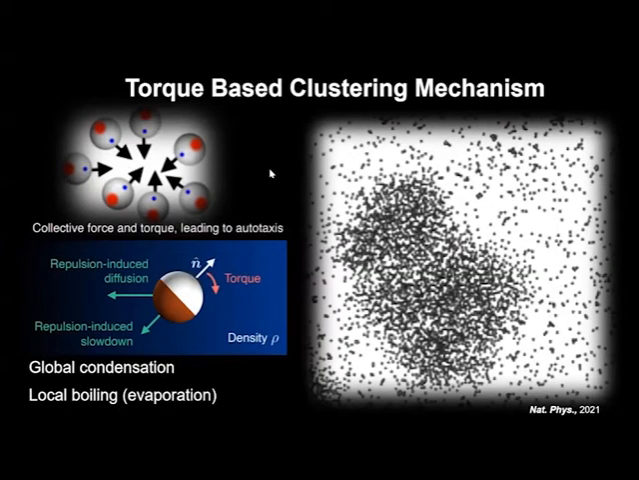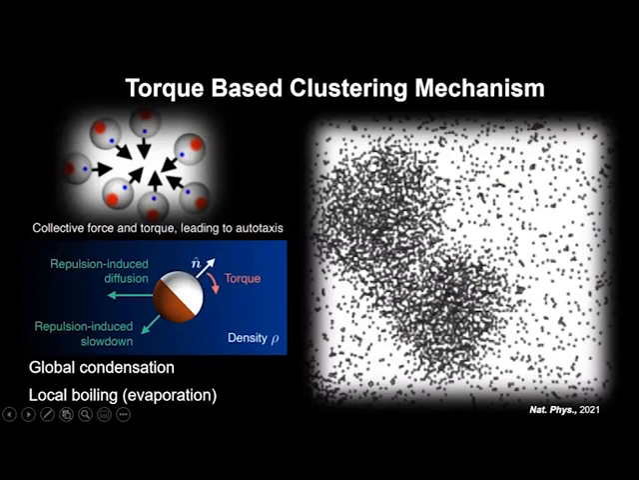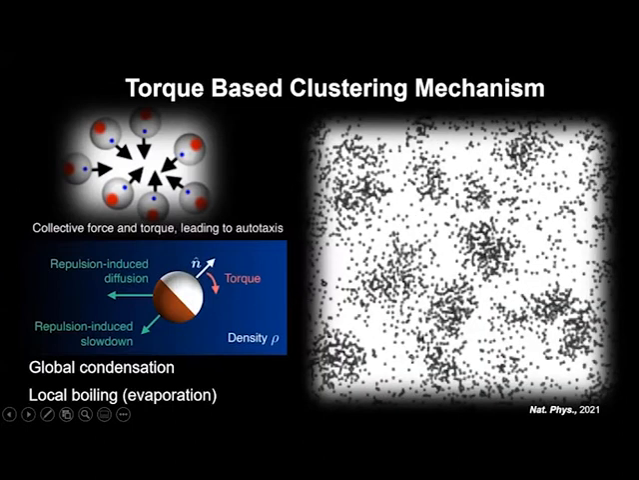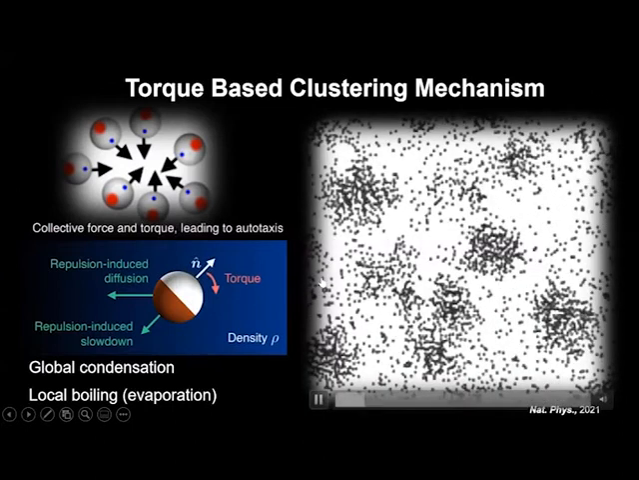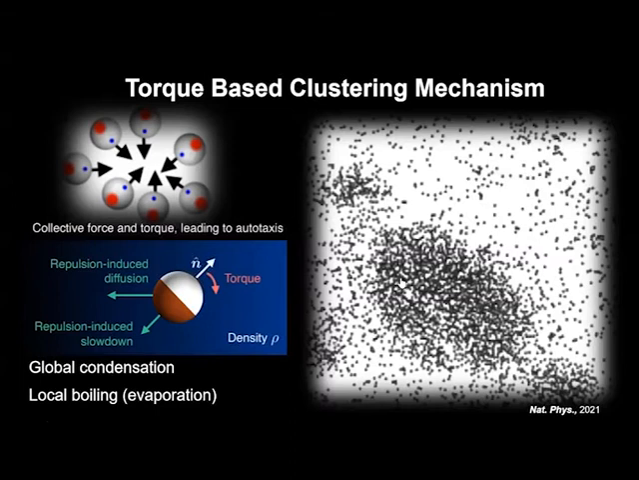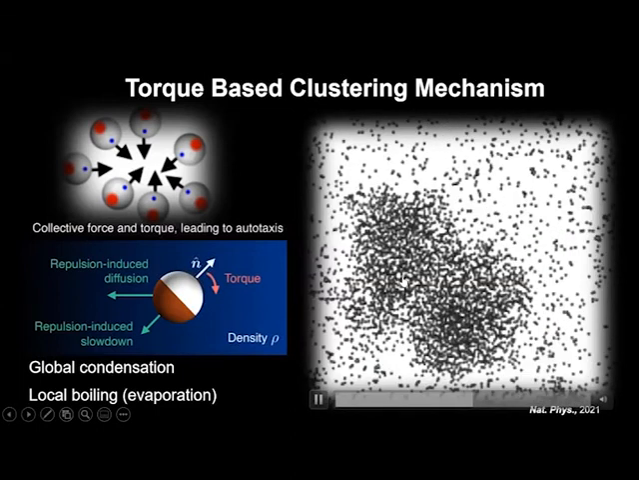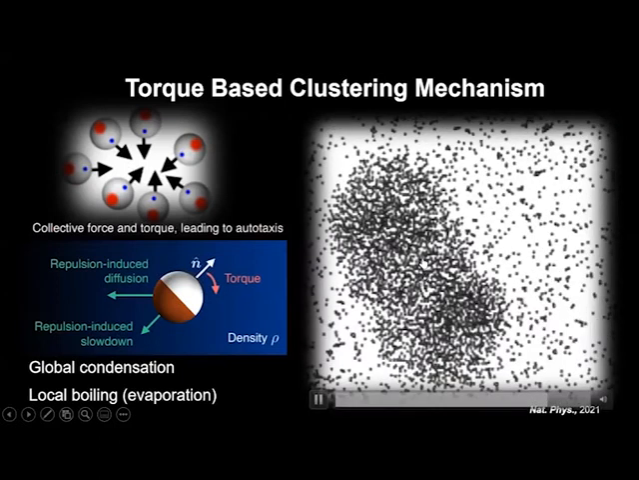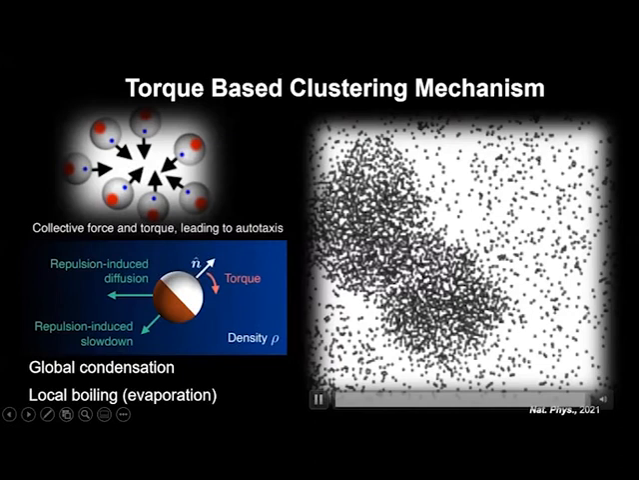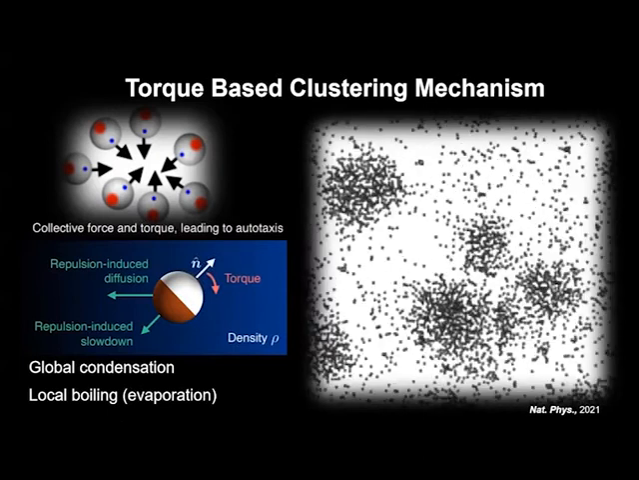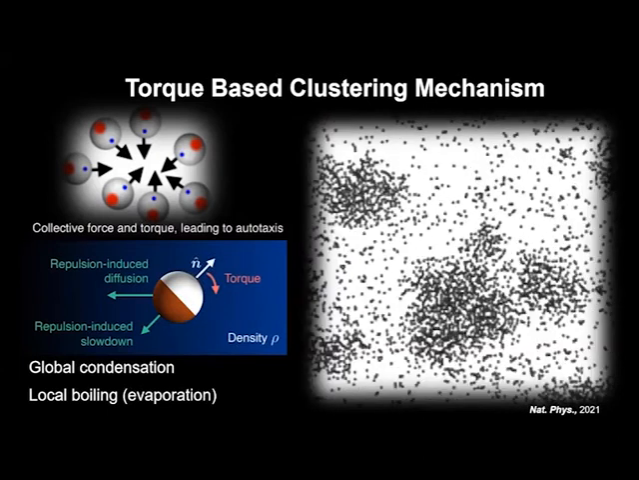And as time goes by, the system undergoes something like a gas-liquid phase separation. The unique non-equilibrium features make the system look like gas condensation globally. But locally, if we look at a single cluster, it looks like the water is boiling, a.k.a. evaporating. So we collaborated with theoreticians and confirmed that this clustering behavior can be driven mainly by torques, which provides a new mechanism to design and understand the behavior of non-equilibrium systems.